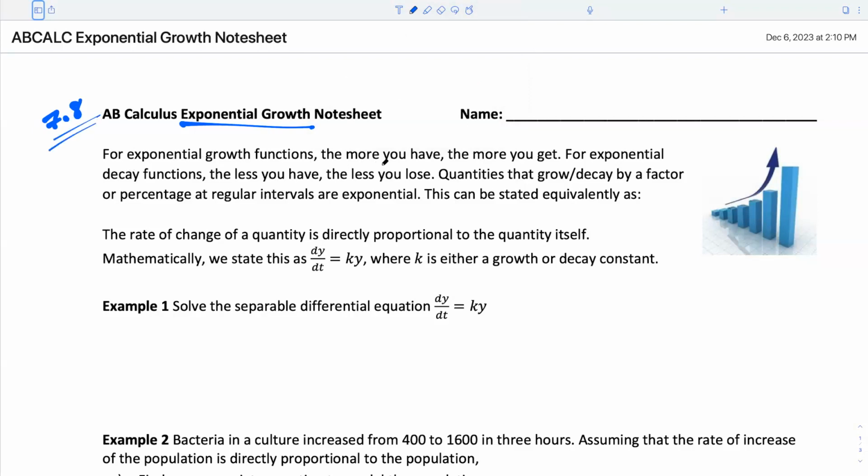So for exponential growth functions, the more you have, the more you get. For exponential decay, the less you have, the less you lose. Quantities that grow or decay by a factor or percentage at a regular interval are called exponential. Right? They have a common ratio from number to number. Either you are dividing each number by a number between 0 and 1 for B representing decay.